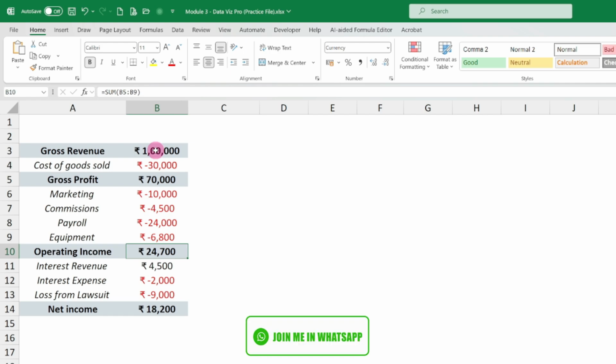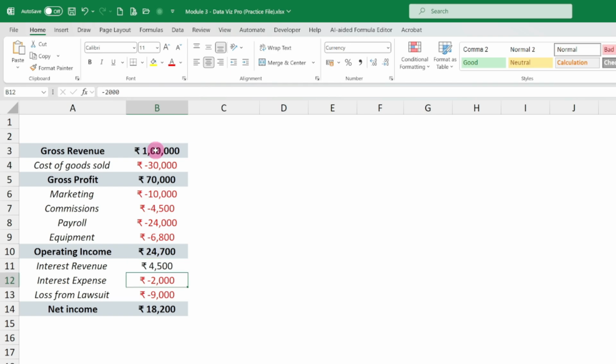Now there is another revenue generated from my money in the bank, that is interest revenue. So 4,500 is given as interest from the deposits that I have kept in the bank. And then there is also interest expense, 2,000, maybe for borrowing that we are giving to people. And then there is loss from the lawsuit. Sometimes we may fight in a court of law, and then we lose some amount. So all those together, 9,000 is lost.